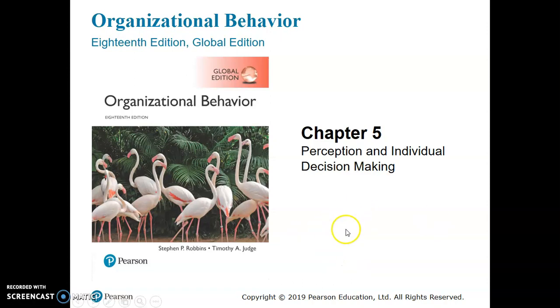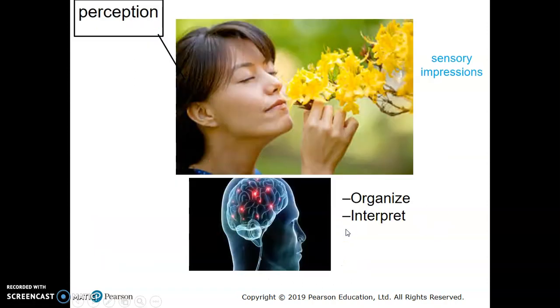Okay, chapter 5, perception and individual decision making. So when we talk about perception, we talk about how our brain interprets and organizes the information that we receive from the environment through our sensory organs, through our senses.